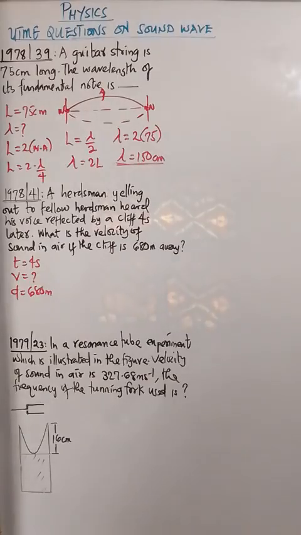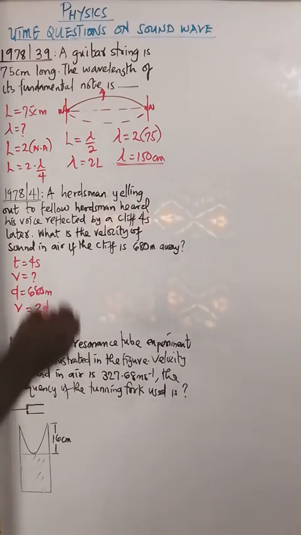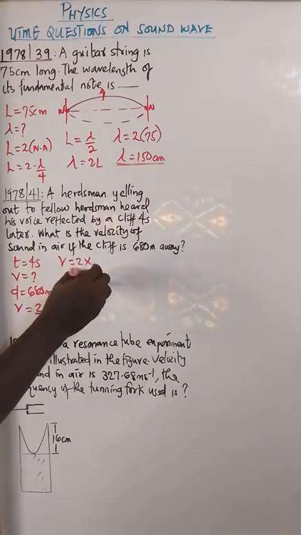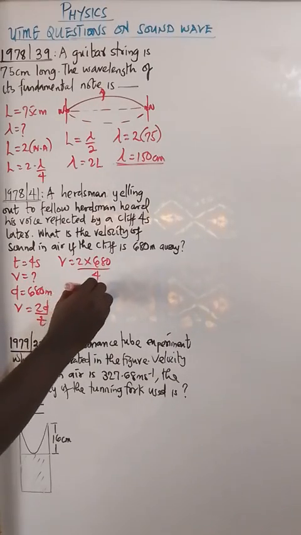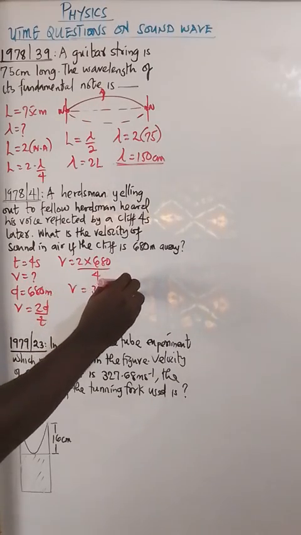Also, this is very direct. You go back to the notes. For echo, to determine the speed of sound in air using echo, the speed equals twice the distance over t. As simple as that. So V is 2D over t, where D is 680 and t is 4. Then we get V to be 340 meters per second.